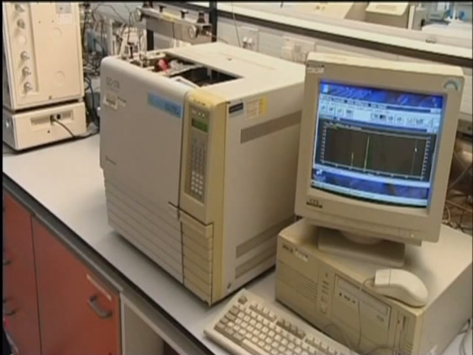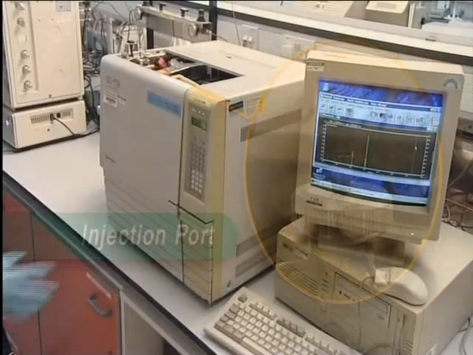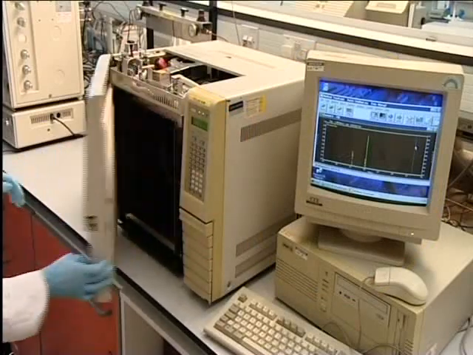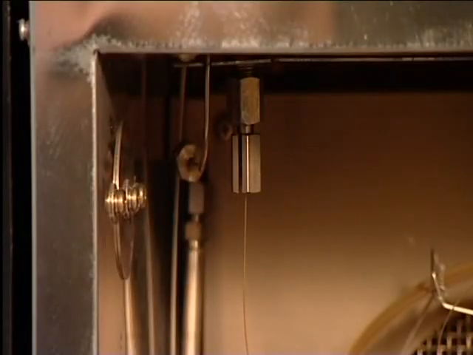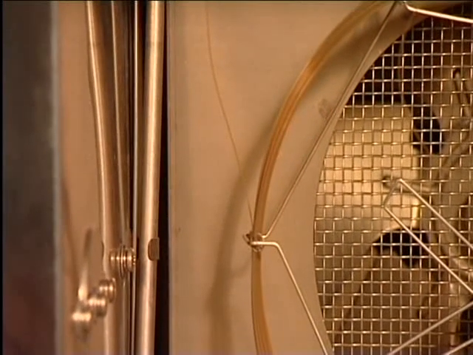This is the complete instrument, with a computer control system on the right. The sample is injected here. From this injection port, the sample passes into the column, which is kept in a temperature-controlled oven. Columns are normally wound into a spiral to save space.